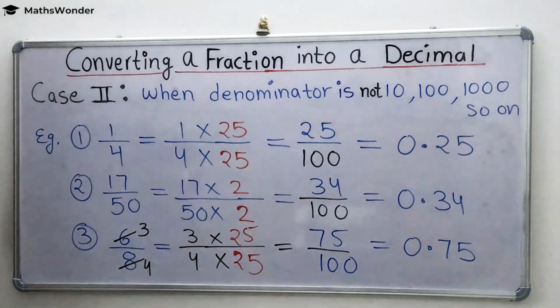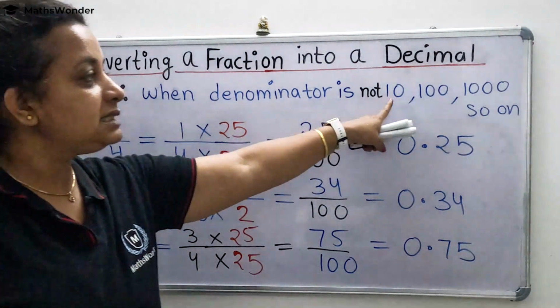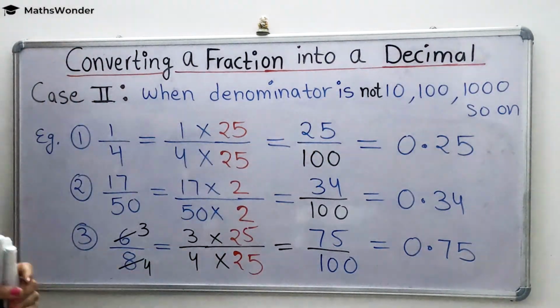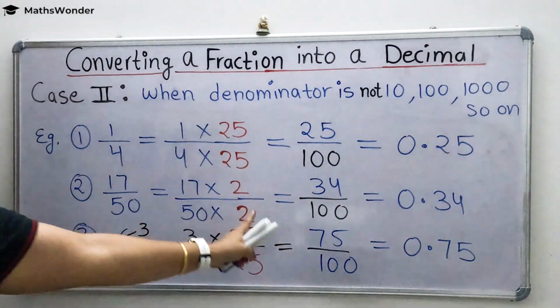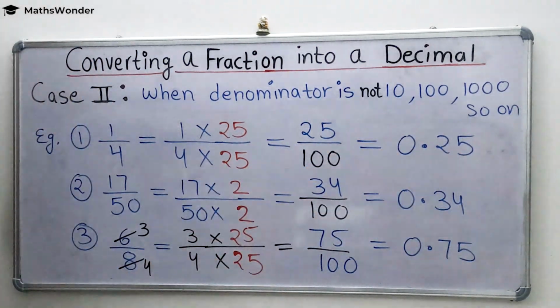When we have the denominator 4, 8, 50, I will give you more examples. When 125, 250, we can easily convert it into 10, 100, 1000. And when we get the denominator 10, 100, 1000, it is easily converted into decimals. Okay.